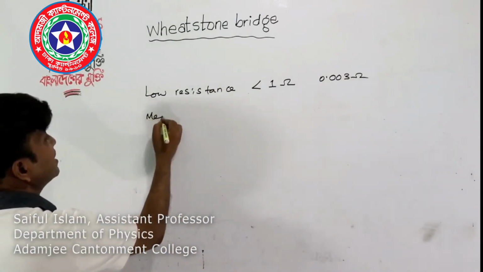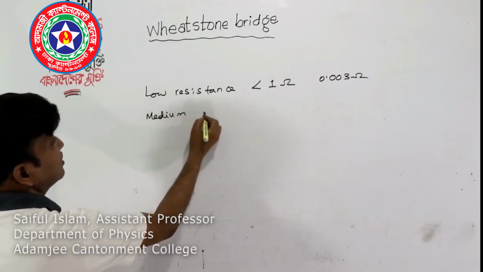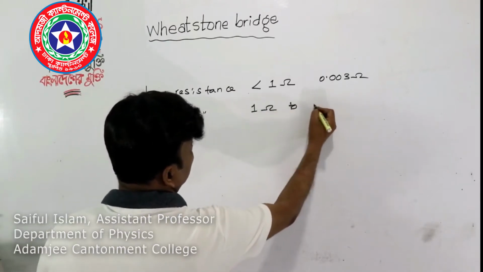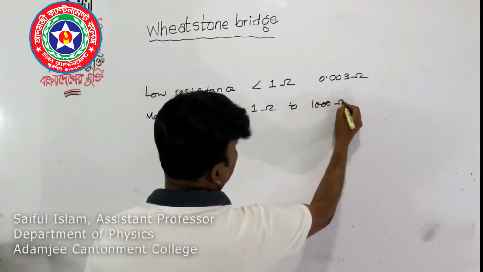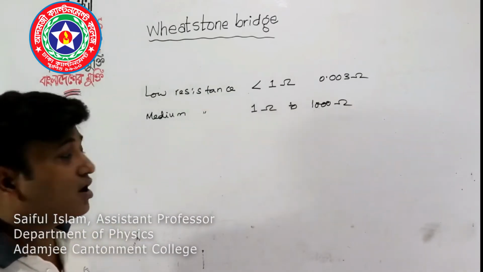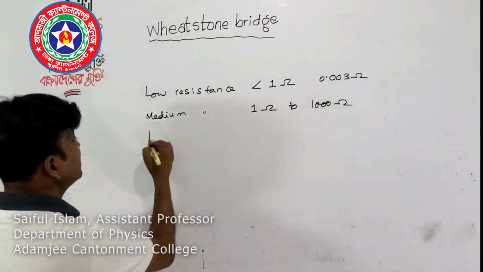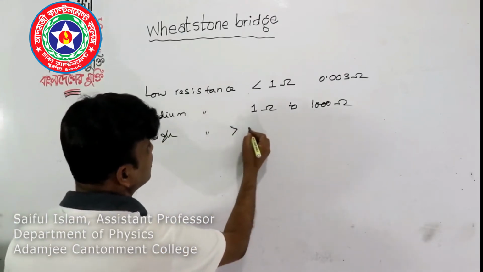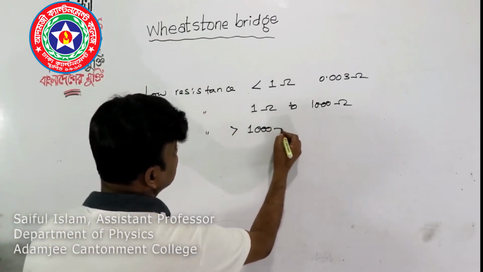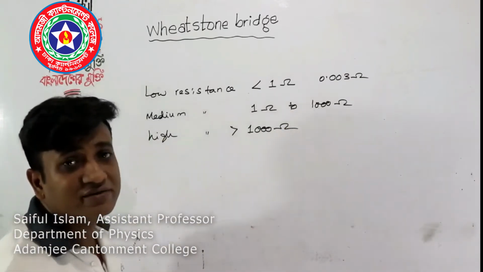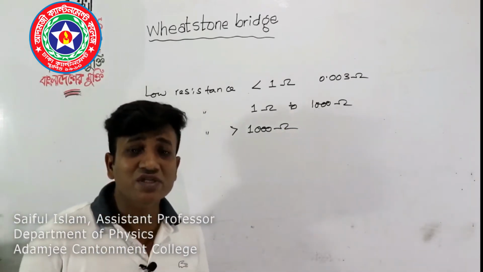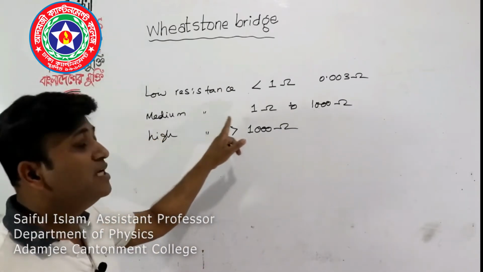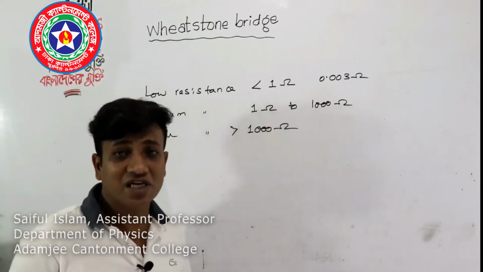Next, the medium resistance. When the resistance is 1 ohm to 1000 ohm, it is called medium resistance. What is high resistance? When the resistance of a conductor is greater than 1000 ohm, it is called high resistance. By using the Wheatstone bridge principle, we can calculate the medium resistance of any conductor.